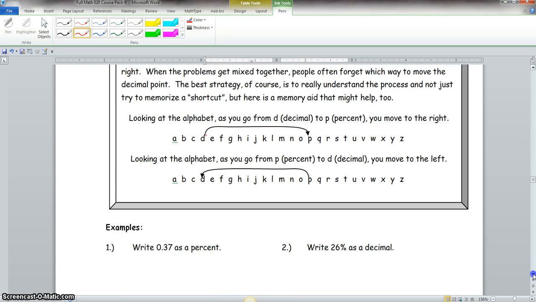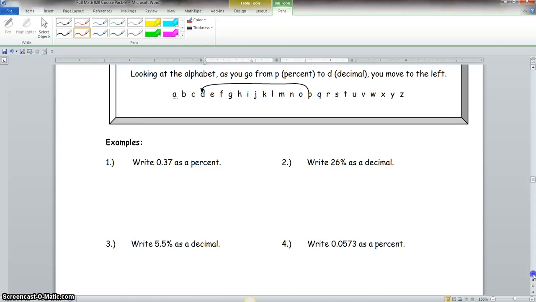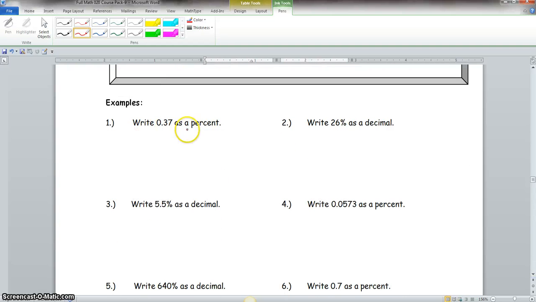Now, we have number 1 here. It says write 0.37 as a percent. We know we'll move from decimal to percent. D to P, we'll go to the right. So we'll go to the right 2 places and put our percent sign at the end. Now with number 2, write 26% as a decimal. We're going from percent to decimal, so we'll go to the left. So we'll go to the left 2 places, and that will give us 0.26 with no percent sign.